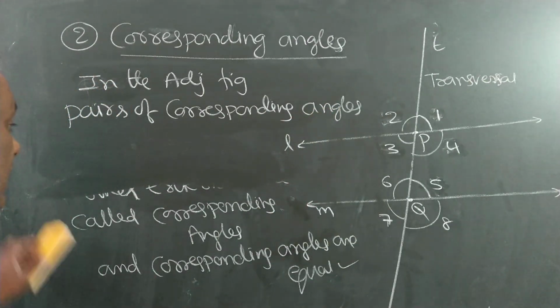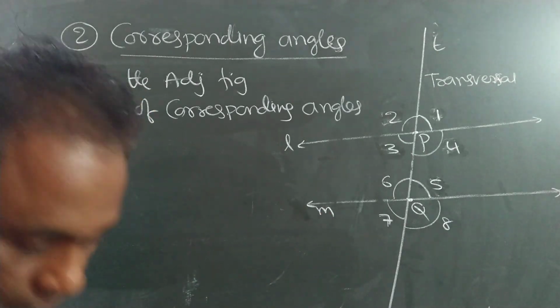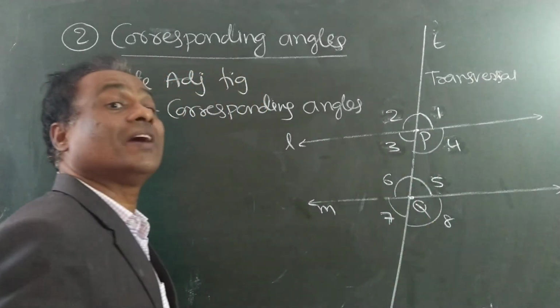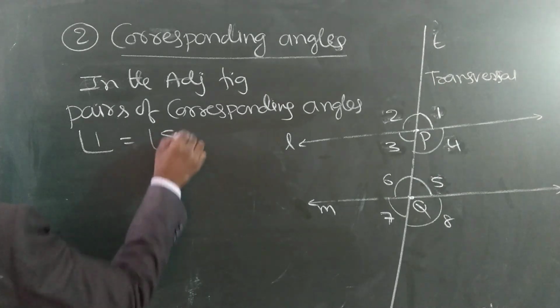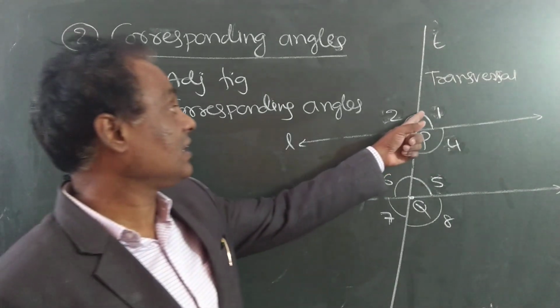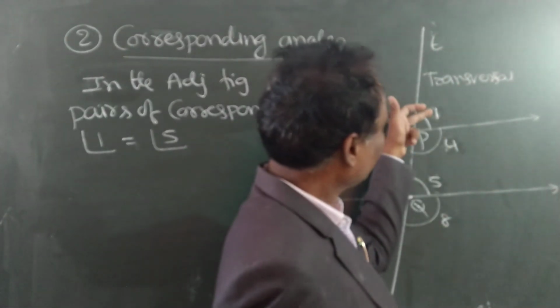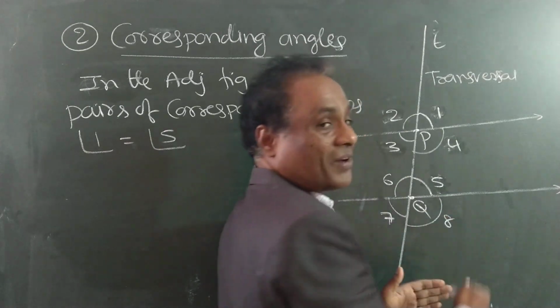Pairs of corresponding angles. Now see here. 1 and 5 are corresponding angles. Corresponding angles are equal. Angle 1 is the same as angle 5. Exterior, interior.